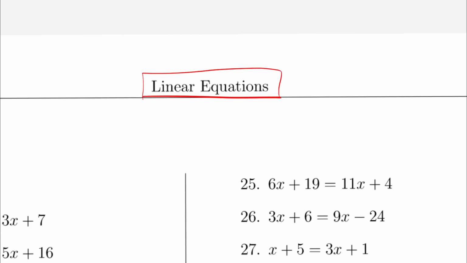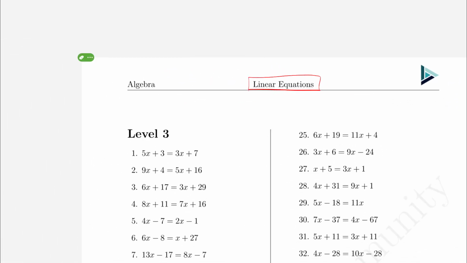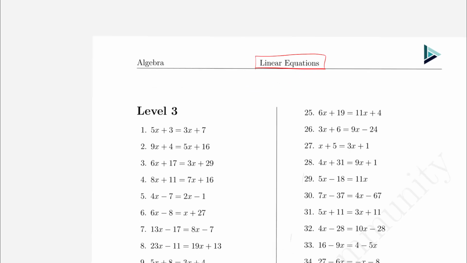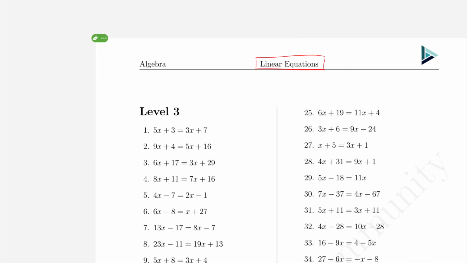Hi, let's continue with linear equations. So this video is a continuation of the introduction to linear equations video. So make sure you've watched the first video on introduction to linear equations before starting this video. So we're going to look at some more advanced linear equations.